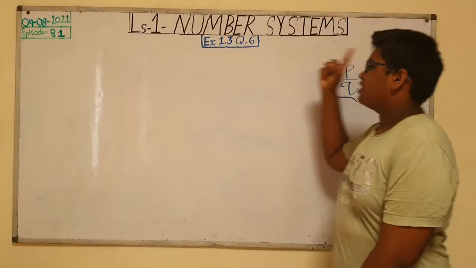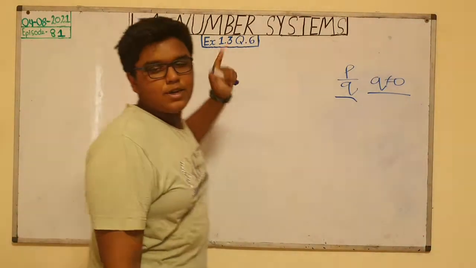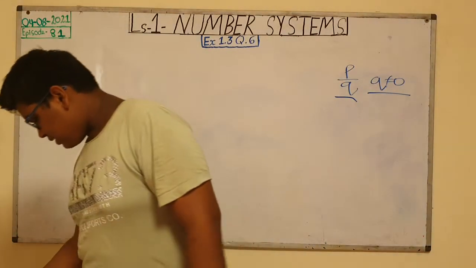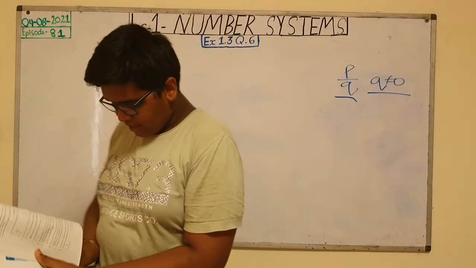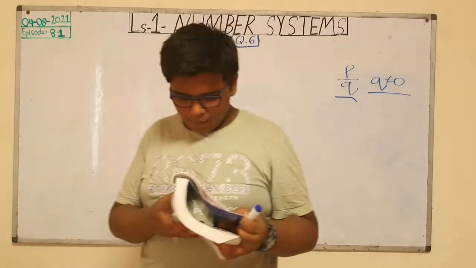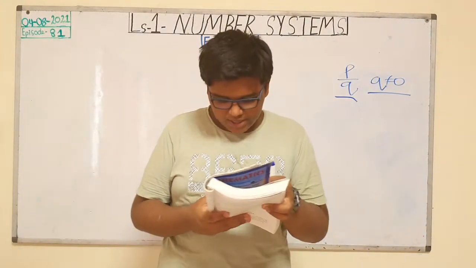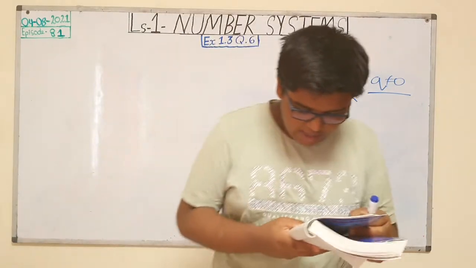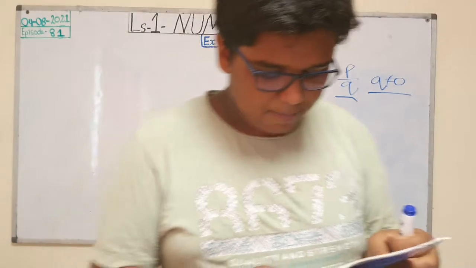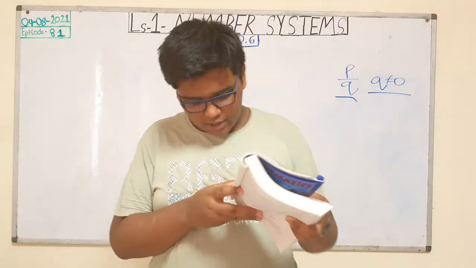Today we are going to solve question number 6 from exercise 1.3, and the chapter is number systems. Okay, now the question is: look at the several examples of rational numbers in the form p by q, where q is not equal to 0, where p and q are integers with no common factor other than 1 and having terminating decimal representations or expansions. So can you guess what property q must satisfy?